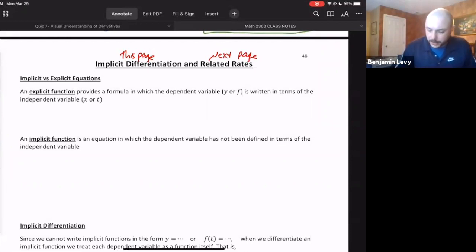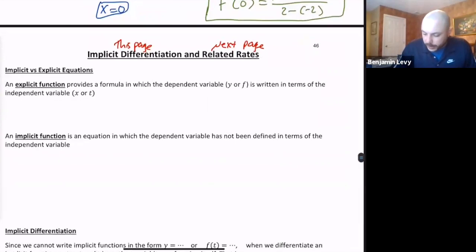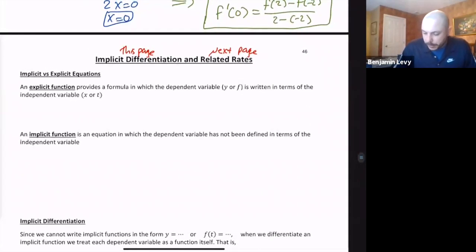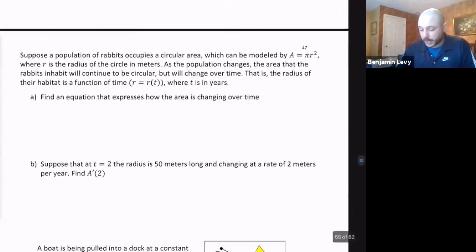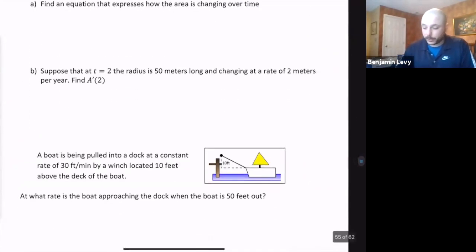And it's the kind of thing that we already know how to do, but the notation and the interpretation sometimes can be a little bit tricky. And so that's what I really want to focus on this page. And then we're going to apply this concept on the next page in really interesting ways.